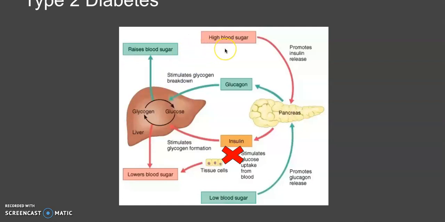In our diagram, we see that the problem with type 2 diabetes is right here. It's not that the body doesn't make enough insulin like in type 1 diabetes. It's that insulin can't come into tissue cells because of issues with signaling between the insulin receptors and GLUT4. So here is our problem: insulin is not able to make tissue cells take in glucose.